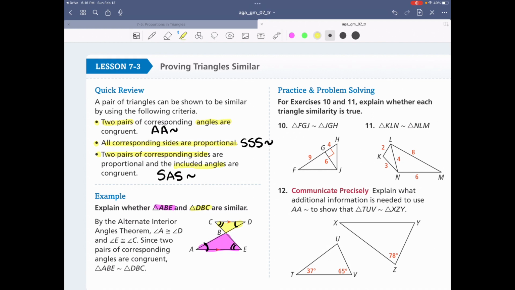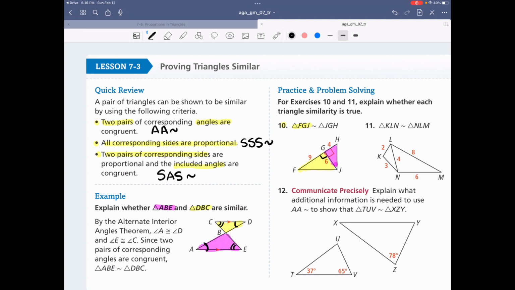All right, number 10. Is triangle FGJ similar to triangle JGH? And we want to use one of the theorems that I wrote on the side: angle-angle, side-side-side, or side-angle-side. Well, they've given us sides and they've given us an angle.